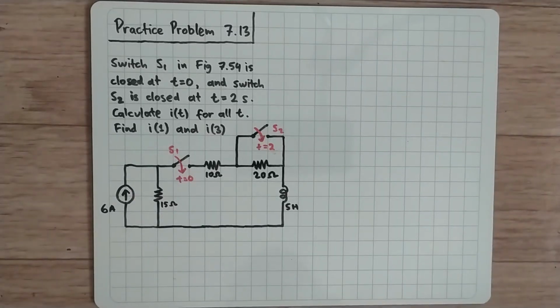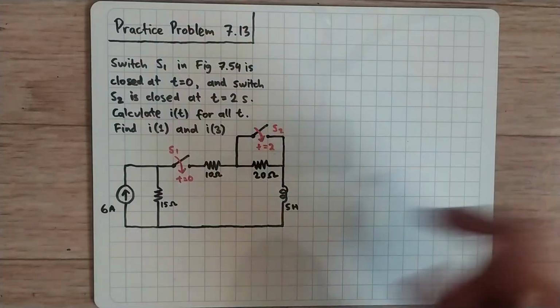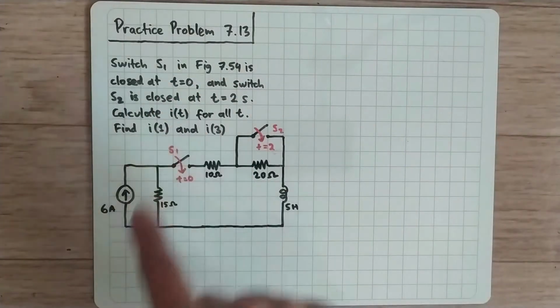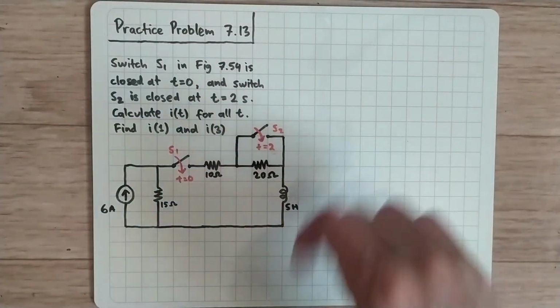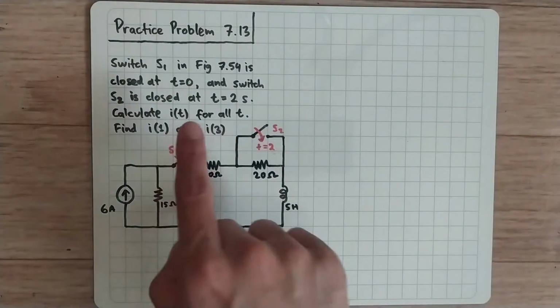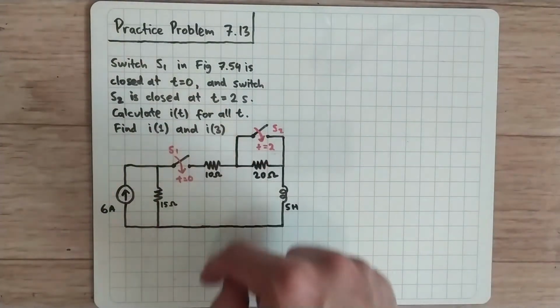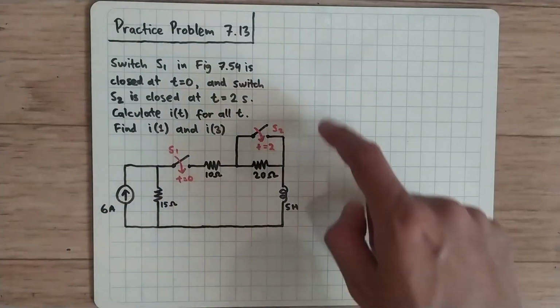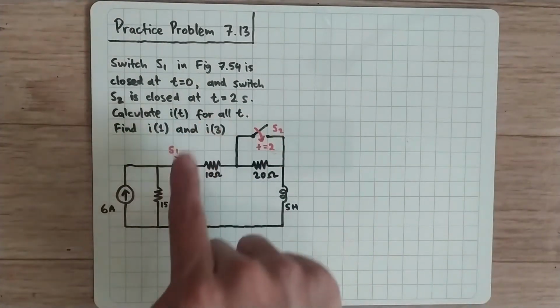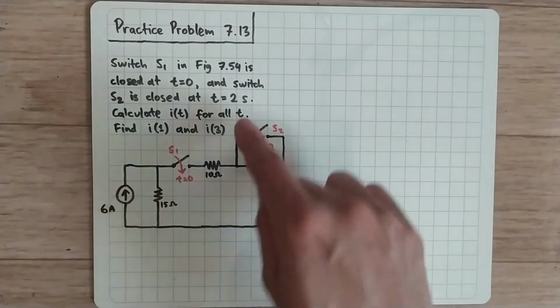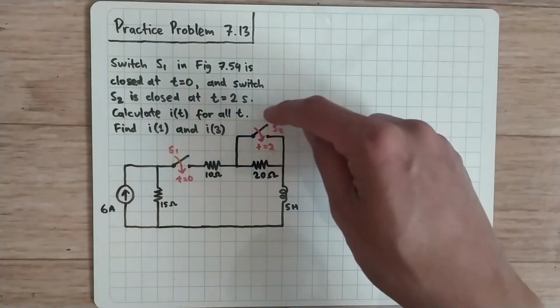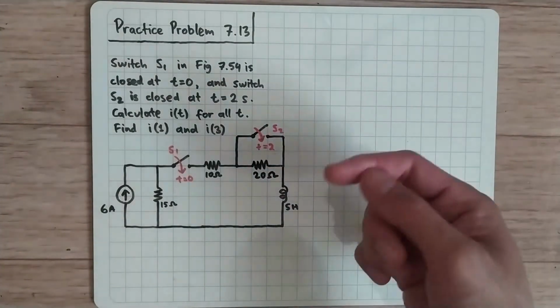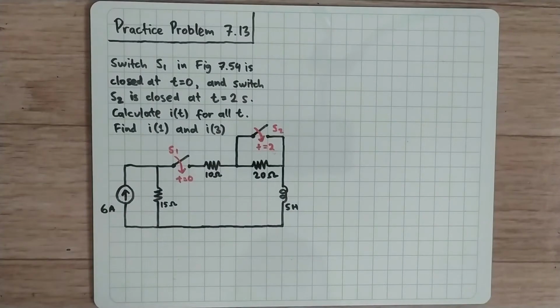So we are going to solve practice problem 7.13 from Sadiku book. The question is: the switch S1 in figure 7.54, this is the figure, is closed at t equal to 0. So this switch will be closed at t equal to 0, and switch S2 is closed at t equal to 2 seconds. So this switch will be closed later, when t is equal to 2 seconds.